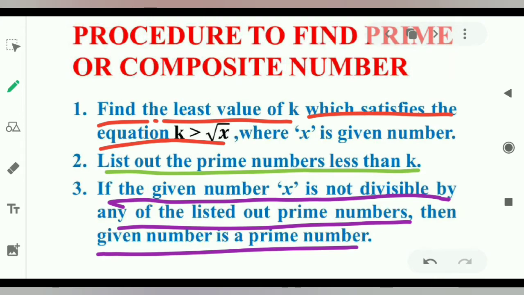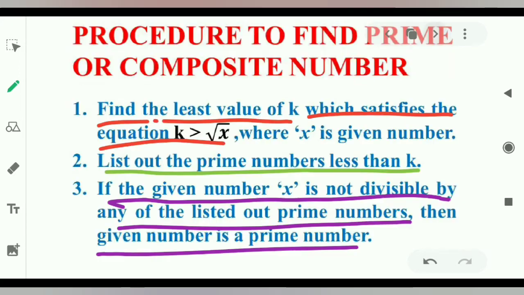So we have to check for the divisibility condition, whether our given number is divisible by any of the listed prime numbers from the second step. If the answer is yes, then the given number is not a prime number, it is a composite number. And if the answer is no, then the given number is a prime number. Okay, let's jump into the solution.